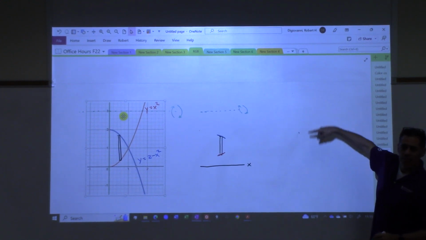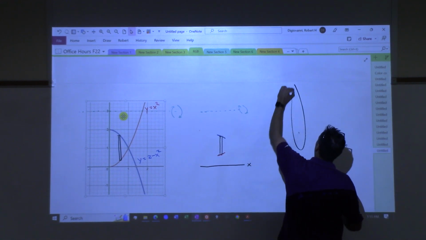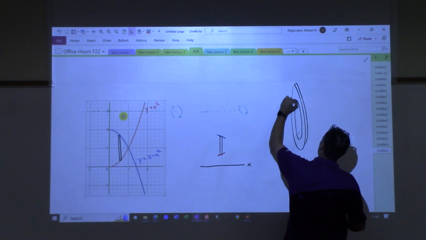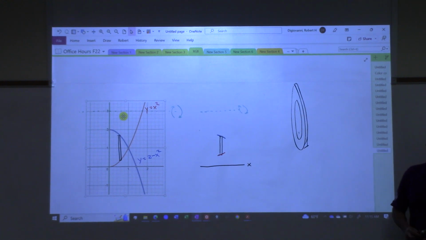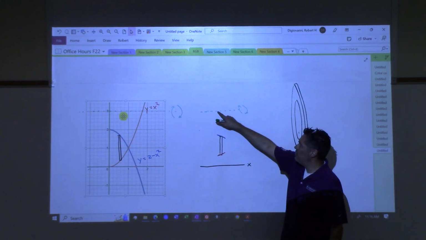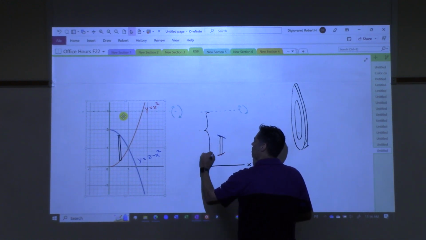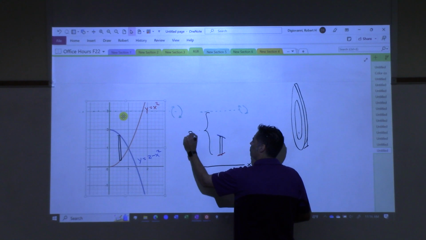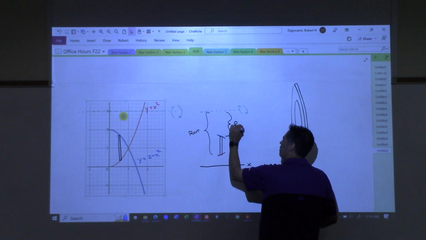I'm going to wrap it around. It's going to create a washer. All right? I need to know the volume of this washer. To get that, I'm going to need to know the outer radius and the inner radius. The distance from the axis of rotation to the outer edge is the R out. That's my R out. The distance from the axis of rotation to here is my R in, right?